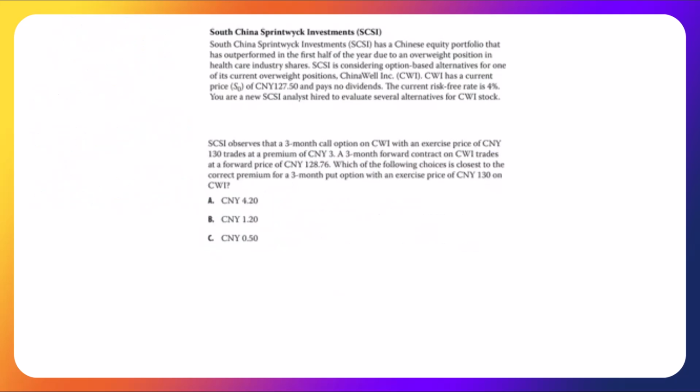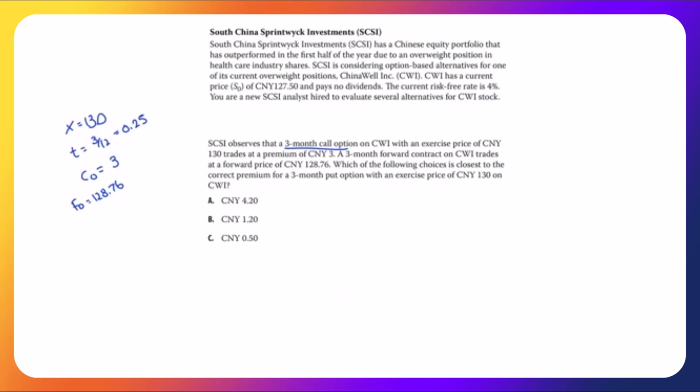SCSI observes that a 3-month call option on CWI with an exercise price of 130, so X is 130, T, 3 months is 3/12, so 0.25, trades at a premium of CNY 3, so C0 is 3. A 3-month forward contract on CWI trades at a forward price of CNY 128.76, so we've got the forward price, 128.76.